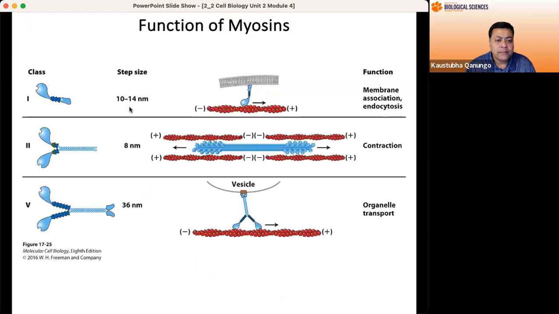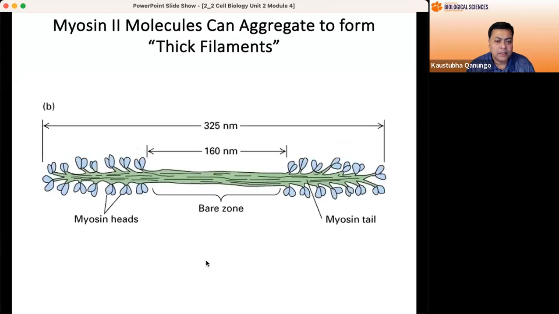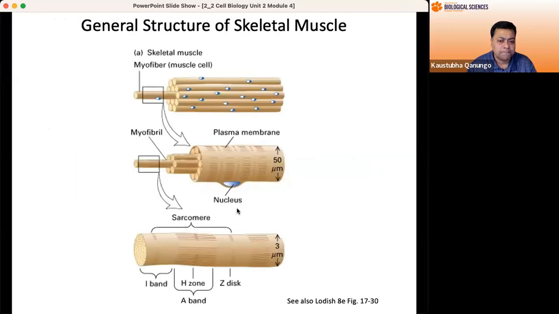All right. So just two different types of things you can see: membrane association, endocytosis, contraction, organelle transport. As I said, they're different ones, and these are just straight examples. Now we are looking at these myosin 2 molecules, which aggregate to form these thick filaments. And these are found in the middle portion of the muscle cell. So let's take a look at these muscle cells.